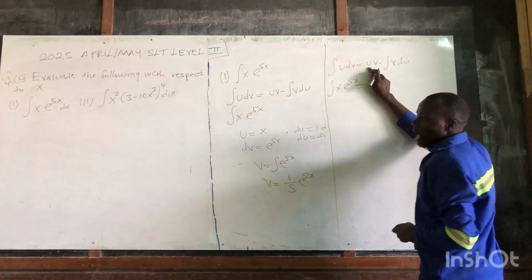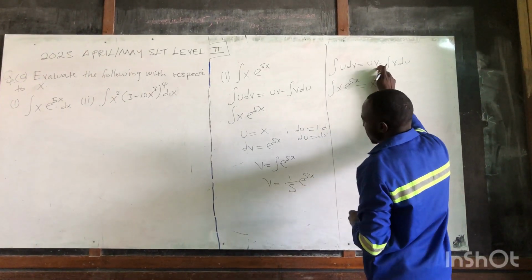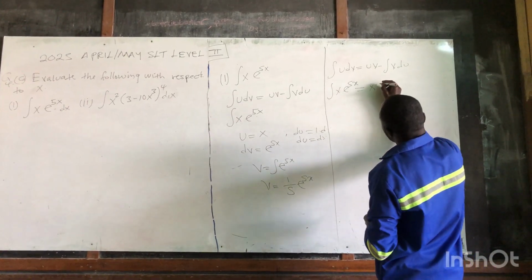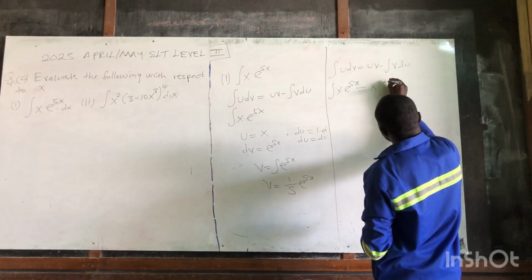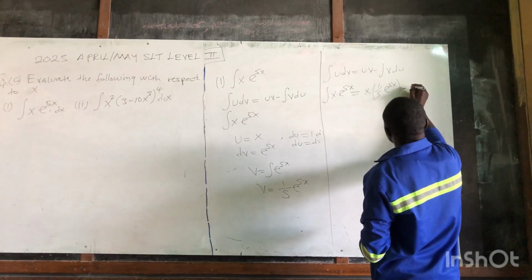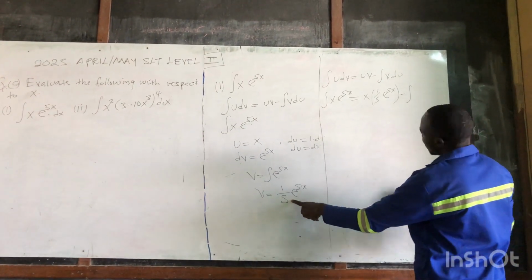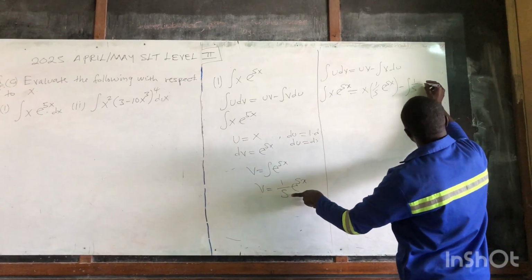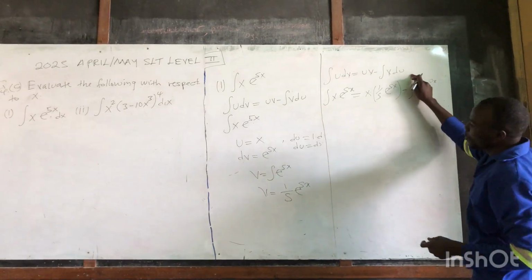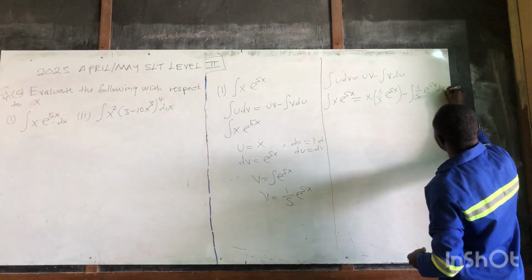our u, which we found to be x, times v, which is the part we integrated, 1 over 5 exponential 5x. This is minus the integral of the v part, which is 1 over 5 exponential 5x, times du, which is 1 dx, just dx.